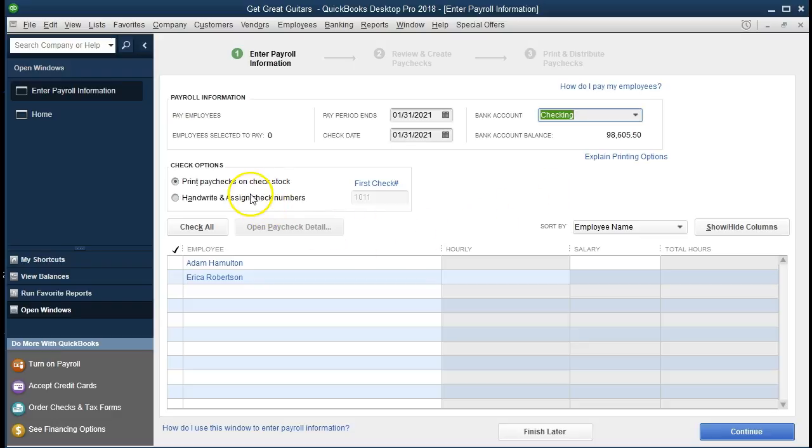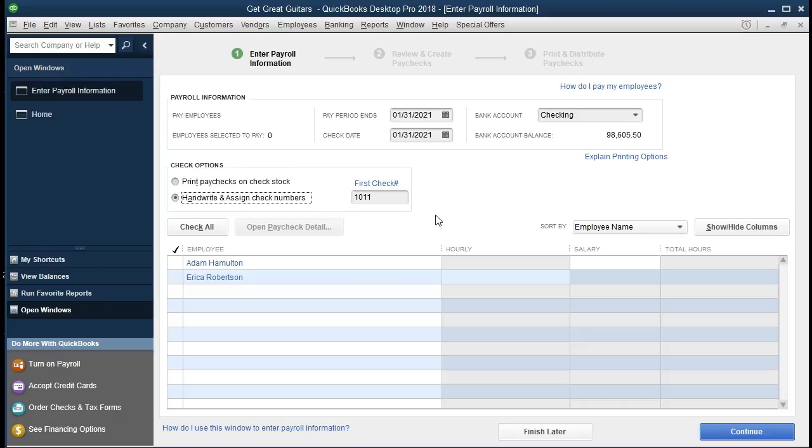We're going to print paychecks on check stock? I'm going to say no, we're not going to print paychecks on check stock. If we were to do that, then once we process payroll, we would have our pre-printed checks. We would go ahead and put those pre-printed checks into the computer, and then once we process it, it would print those checks out that we could then distribute. We're going to say no, we're going to handwrite the checks and then just process the payroll in order to get this into our system, and that's how we're going to demonstrate this.